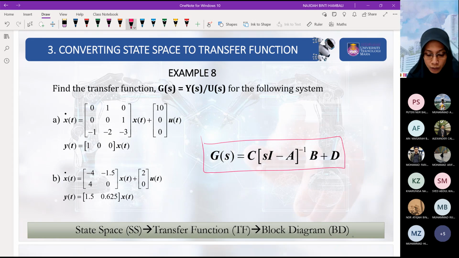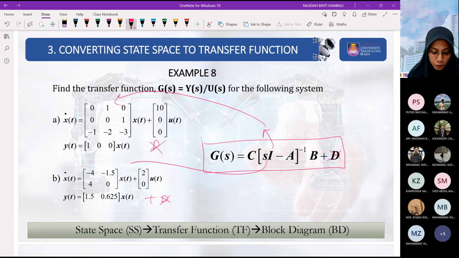D kalau you ada, in this case you tak ada D. Ni pun tak ada D. So you do not have this part. So identity matrix will follow the dimension of matrix A. So if matrix A is 3 by 3, then identity matrix is 3 by 3. For example B, matrix A is 2 by 2, so identity matrix is 2 by 2. Okay, let's do example A.